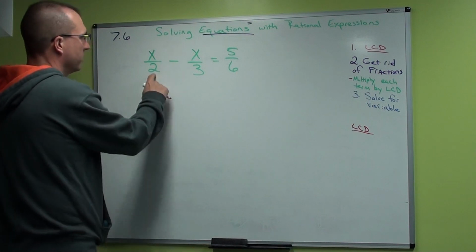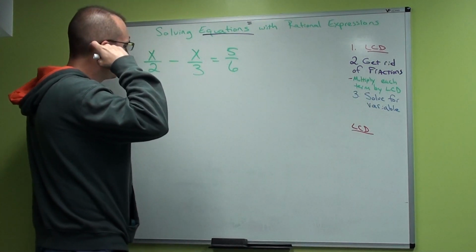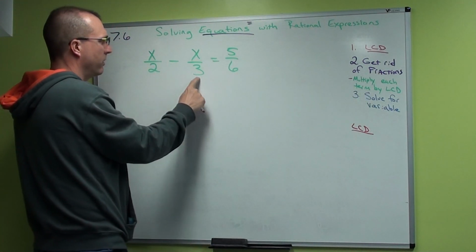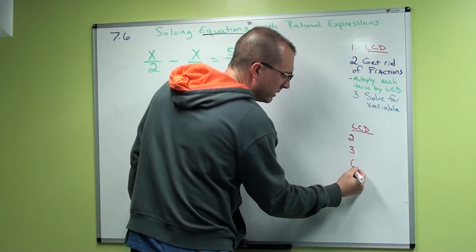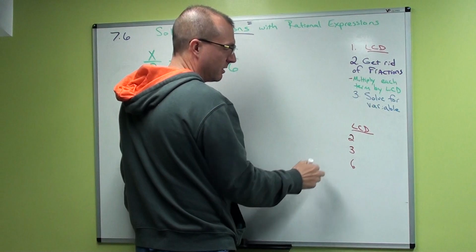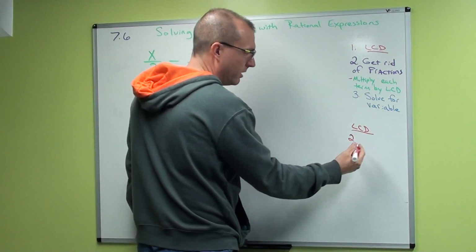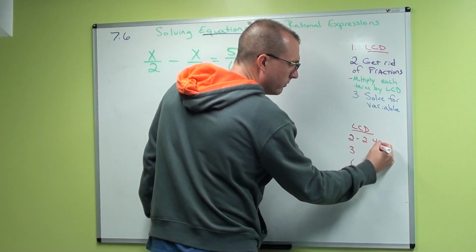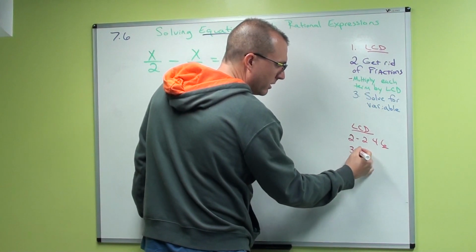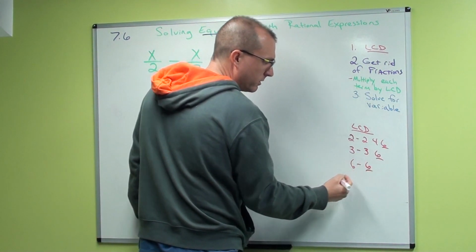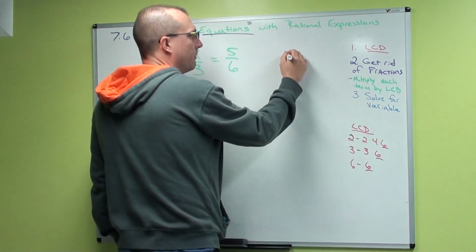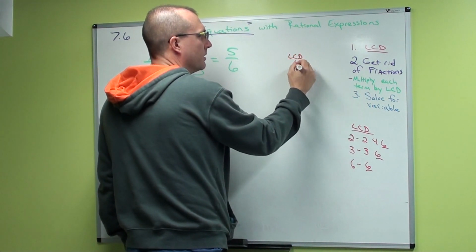So, first thing, denominators are different. I got to find my least common denominator of 2, 3, 6. Okay? I got a 2, a 3, and a 6. Well, right now you should be thinking, oh, 2 and 3 go into 6. I could do that. If you didn't see it, you write 2, 4, 6. Oh, there's 6. And then you write 3, 6. Oh, there's 6. And then 6. Oh, there's another 6. Okay, so I have my least common denominator of 6.